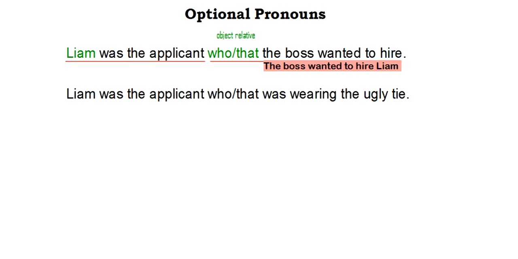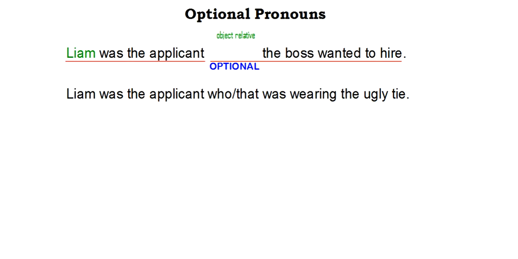If you're a real stickler for grammar, then you might say, wait a minute, it's whom the boss wanted to hire, and yes, that's technically correct, but most people will just say who, so we're just going to stick with that. It's important to note that we have two visible subjects, Liam and the boss. That's usually a big indicator that we're dealing with an object-relative clause. Object-relative pronouns are optional. I do not need to mention who or that.